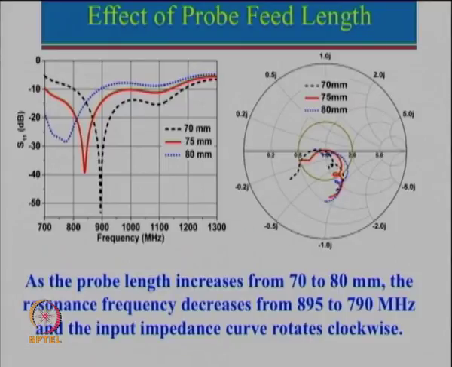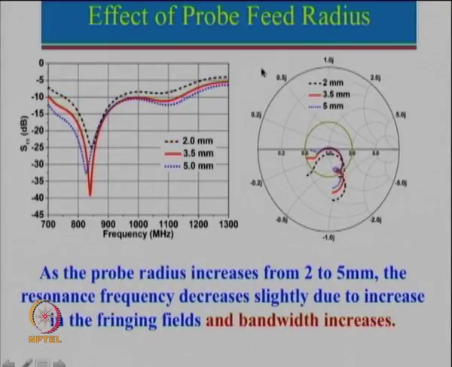Now let's see the effect of the probe radius. As we change the probe radius, there are three values here: the radius is 2 mm, 3.5 mm, and 5 mm. If we increase the radius, what do we expect? In general, the fringing fields will increase and that will reduce the frequency slightly. One can see that from here to here to here, the frequency is reduced slightly.